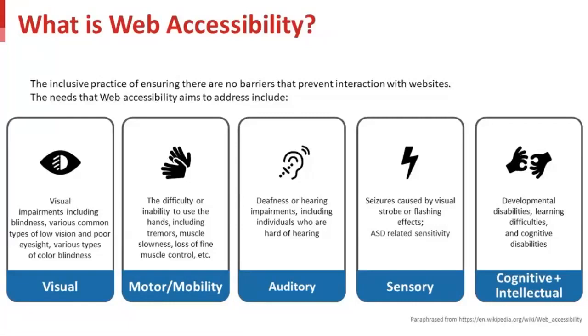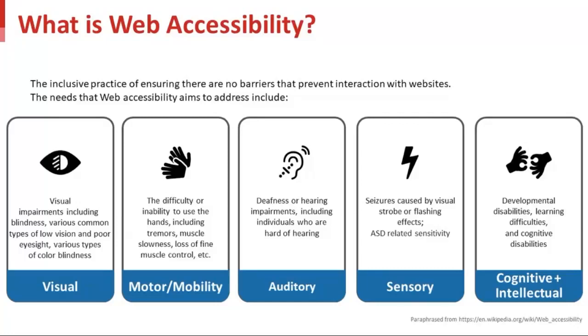From a motor or mobility perspective, maybe you have the inability to use your hands, maybe you have tremors, maybe you have loss of fine motor skills, maybe you broke your arm. It could be a temporary impairment, and we need to be able to accommodate those types of users. Auditory, obviously, we're very familiar with deafness or hearing impairments. You might just be hard of hearing. All of these users need equal access to content and to our websites.